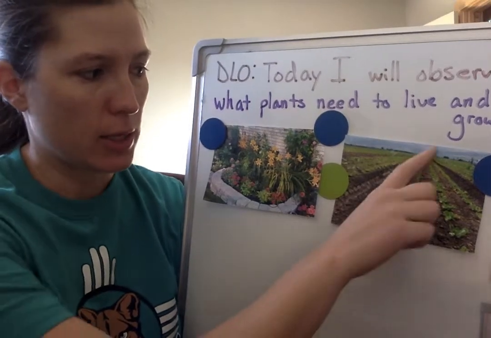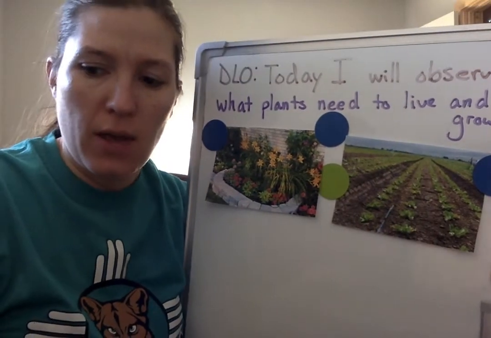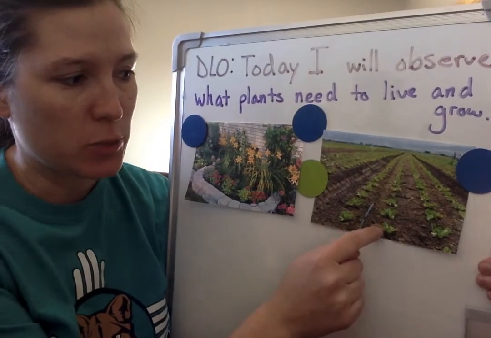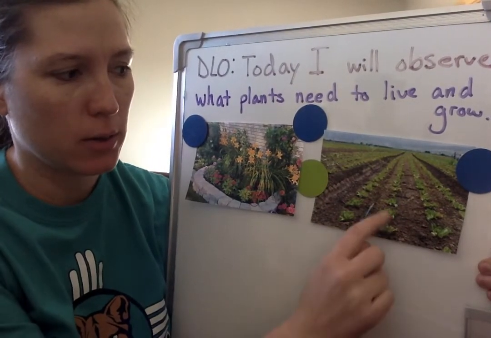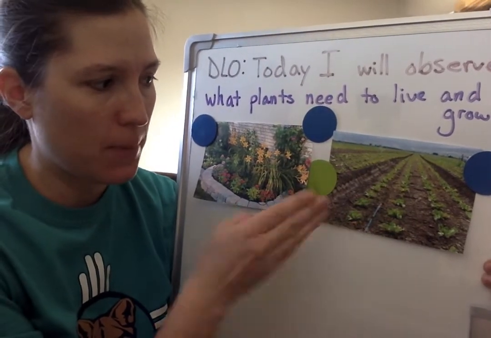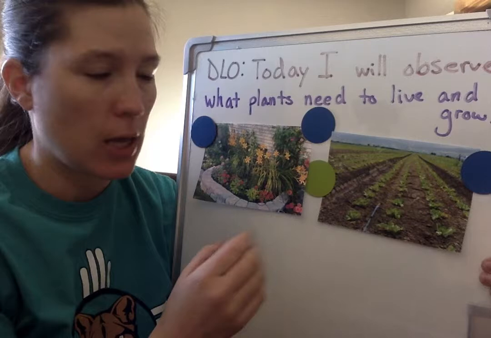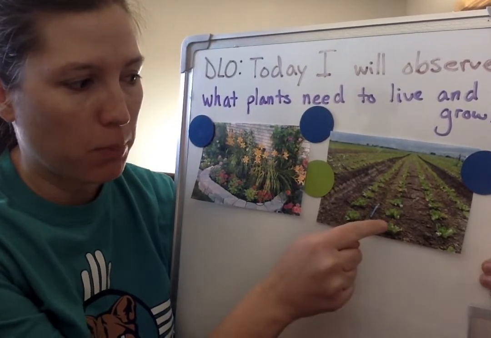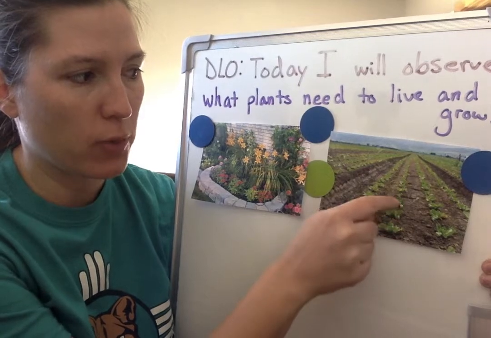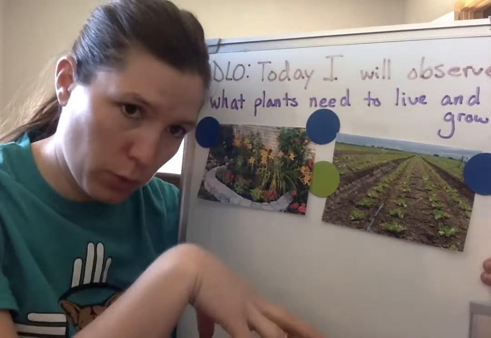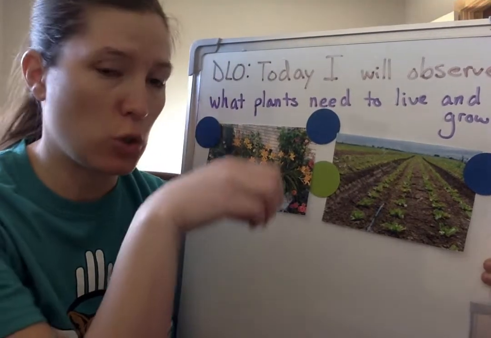So look at this lettuce. They have the roots underground. See how they're spaced about a foot apart? These are young lettuce plants. The farmers planted them in rows to help with the space and to help with watering. They put them far apart from each other to help the leaves and the roots have plenty of space to grow.